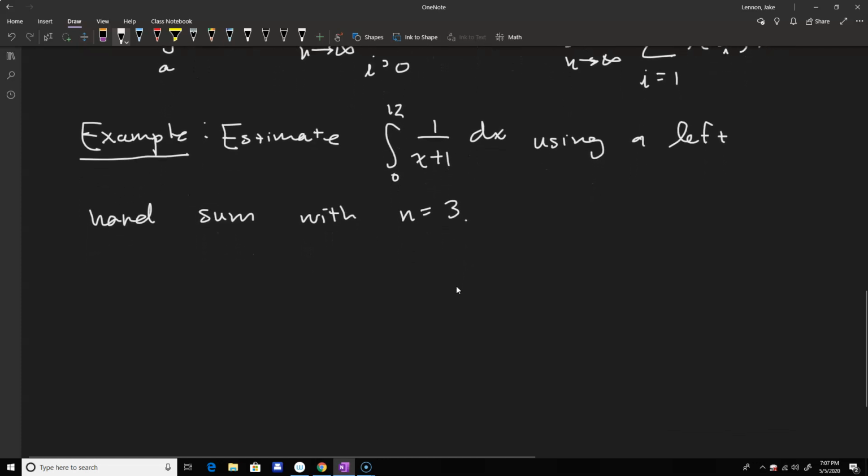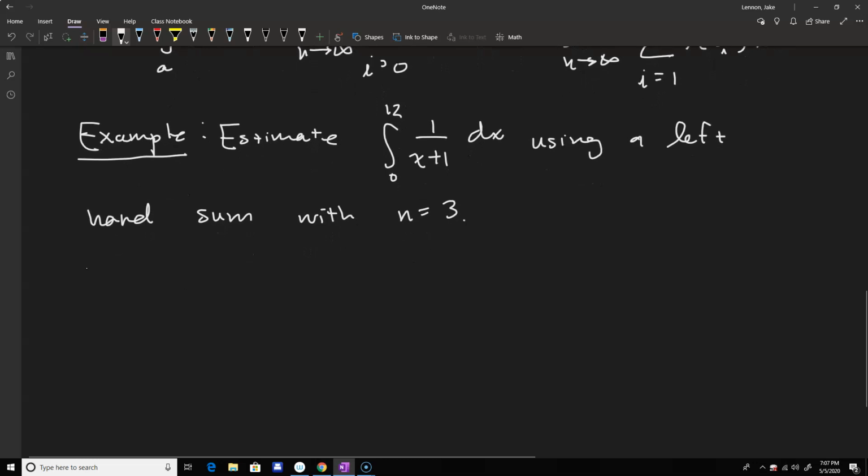So although it's the same type of problem, we do have to get used to the notation. The thing to remember here is we're just using the technique from last time, but we need to find delta x. And how do we get that? Well, our interval is 0 to 12 from this notation, and we're using 3 rectangles. That's the value of n, so we do 12 minus 0 over 3. So that comes out to 4.